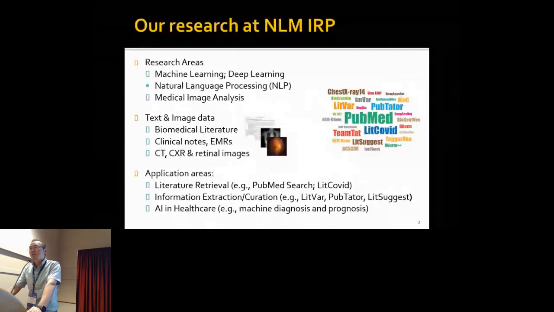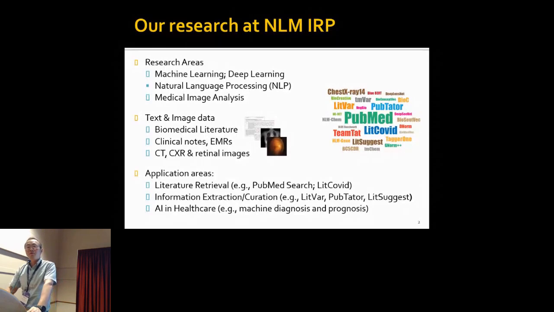Using AI and machine learning, we work on a set of different problems, ranging from improving information access in the literature, to extracting key information from the literature and turning that unstructured data into structured knowledge, as well as AI in medicine, where we're mostly focused on developing deep learning tools for autonomous disease diagnosis and prognosis. But for this talk, I'm mainly focusing on the text part, to talk about literature retrieval and information extraction.